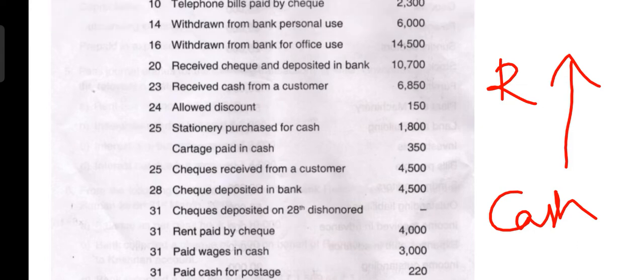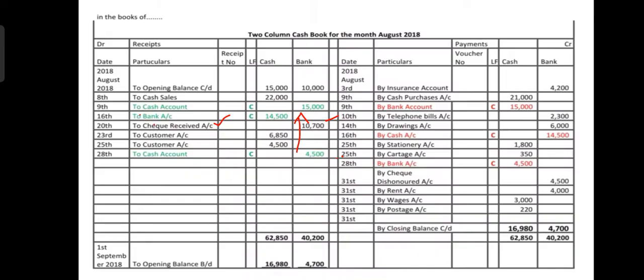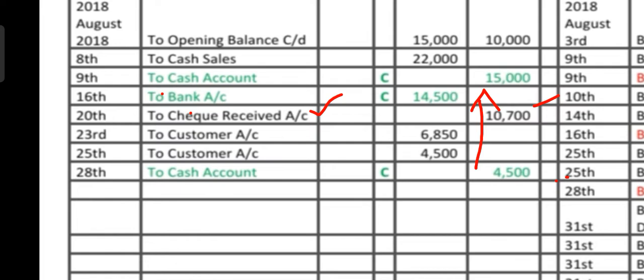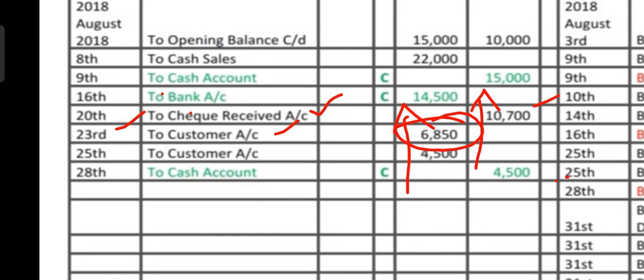This is on 23rd. Received cash from customer. Now let us go back to the problem. This is on 23rd. We are receiving cash. See here, on 23rd, on the receipt side we are recording this transaction. The customer account name is given, so we write the customer account. This is the date 23rd, and we received it in the form of cash. So the cash balance is to be increased, that we recorded, 6,850 in the cash column. Okay, this is the entry we need to make.